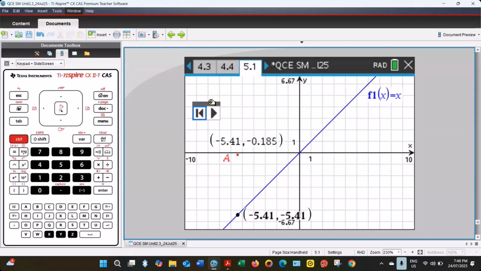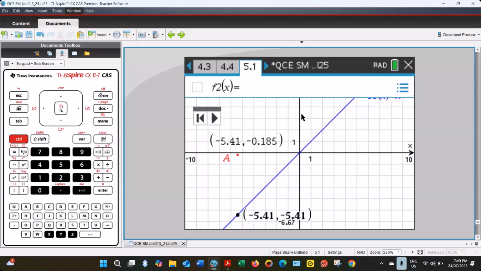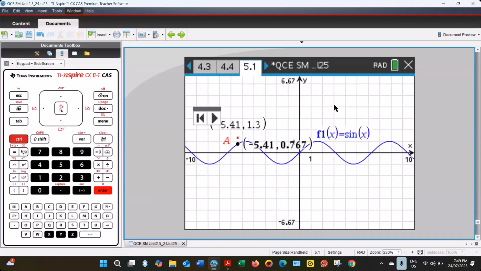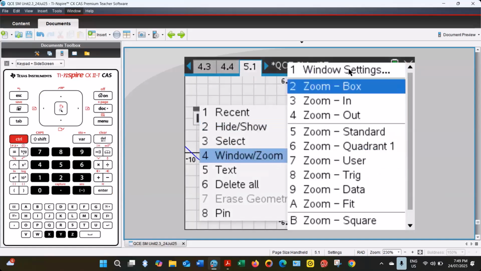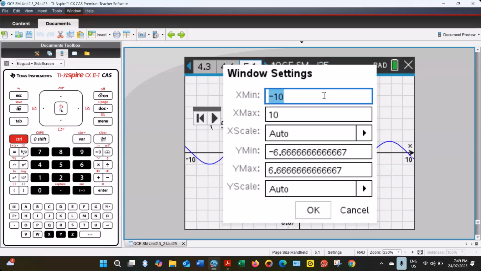Now, what if instead of having y equals x, what if I had sine x? So I'll just change that to sine x. And I'll change the scale. So Windows settings, I'll change that to say negative 2 pi to 2 pi in increments of pi on 2. By the way, I'm doing this on the software, but you can type in pi on the handheld if you want to, although it's just as quick to hit the little button near the bottom on the handheld.